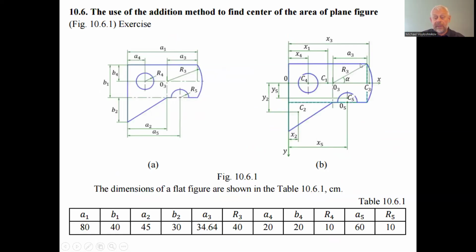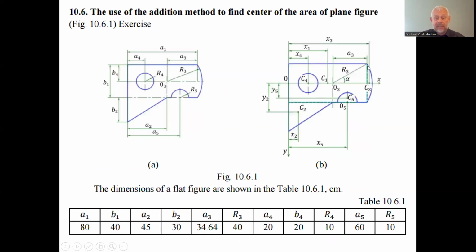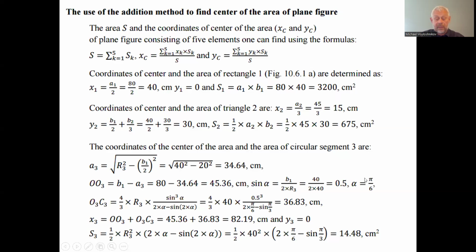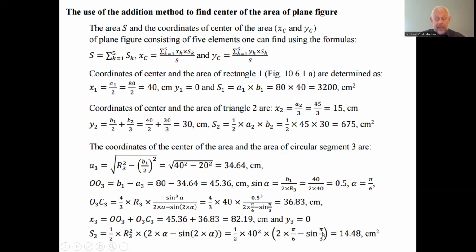This is a rectangle. We have the size of the rectangle and the leg of the triangle. So we will have O3 as 45.36 centimeters, and we can find sine alpha as well: just half of the width of the big rectangle, which is the leg of the right angle triangle, divided by the hypotenuse, because the hypotenuse is equal to the radius. The radius R3 is assigned 40. So we find that sine alpha is 0.5, and alpha will be pi divided by 6 radians.